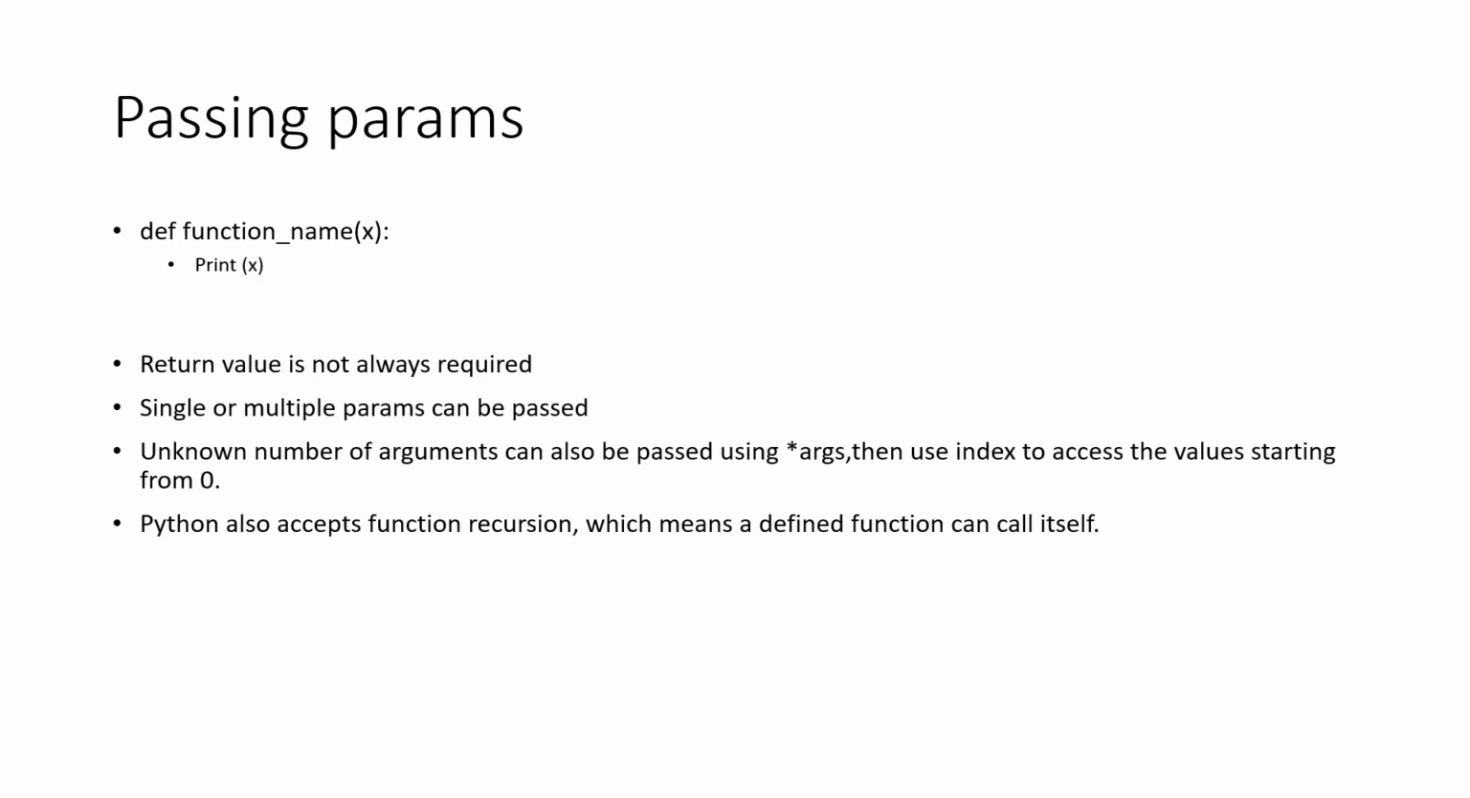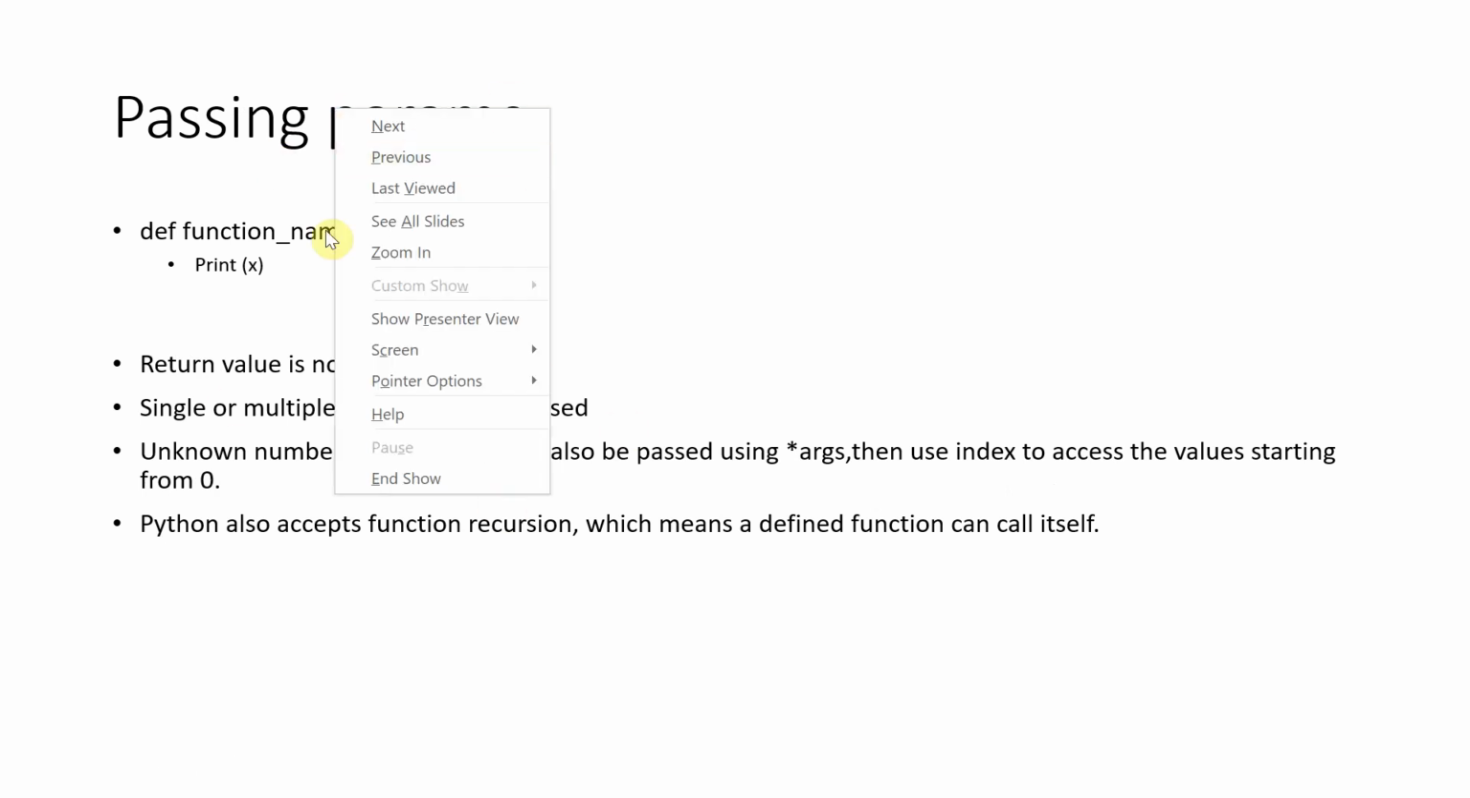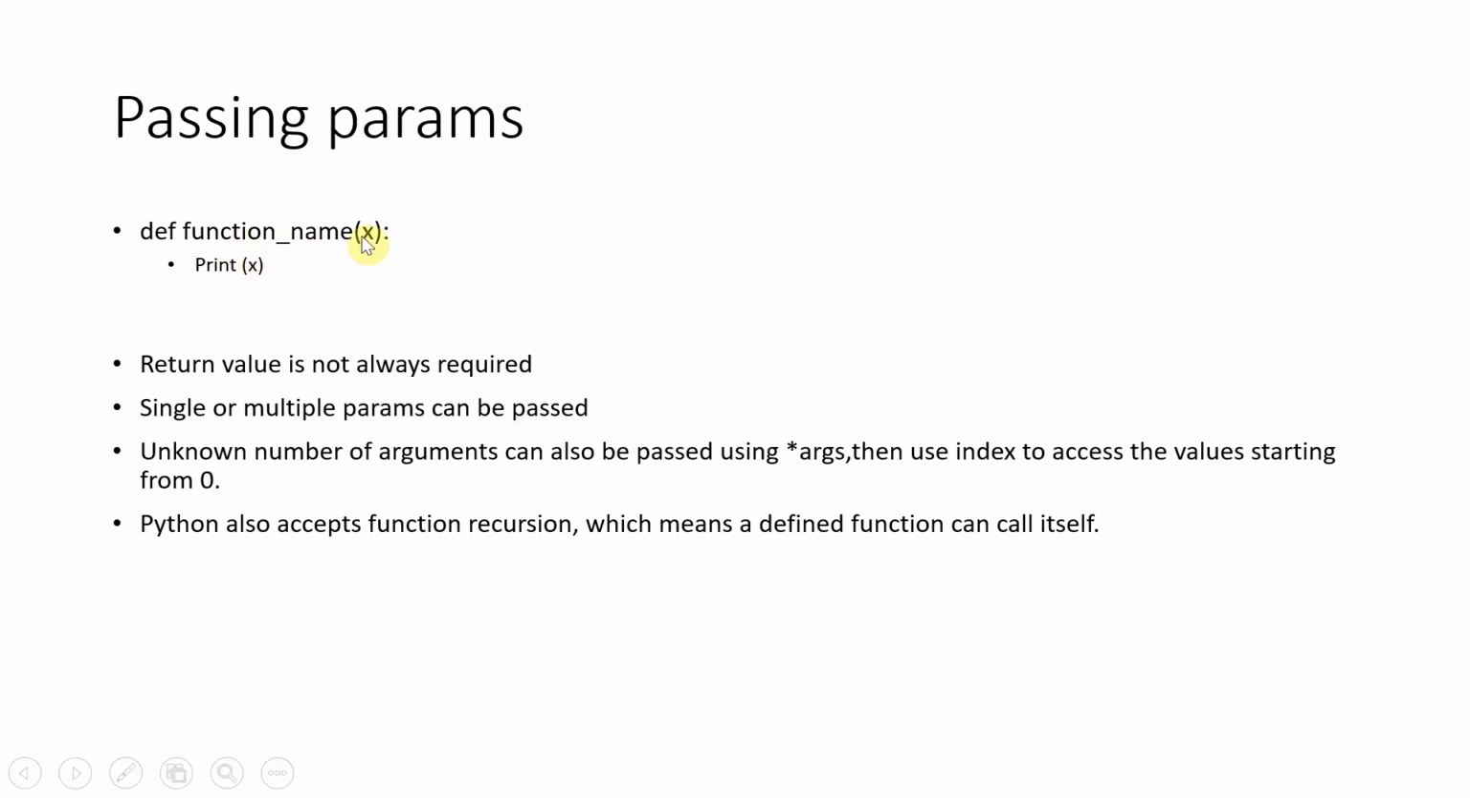So moving on with functions, you can pass parameters. How do you pass a parameter? You will say def, function name, and you will just say x. Again, different from other languages, you will not define the data type. Python will detect the data type. Also, a return value is not mandatory, not always required. Single or multiple params can be passed here. Now, if you have an unknown number of arguments, it can be passed as star args. Suppose you don't know how many parameters are going to be passed, so you can give star x, and then using the index x0, x1, x2, x3, you can access it as an array.